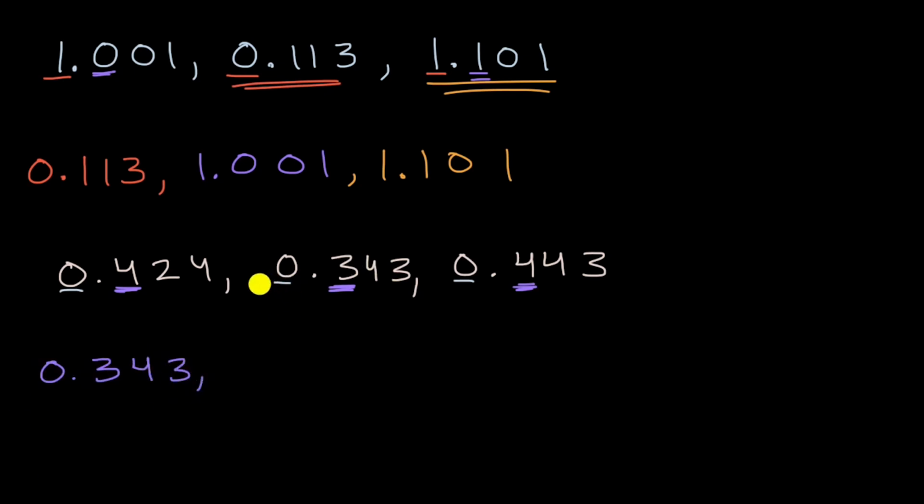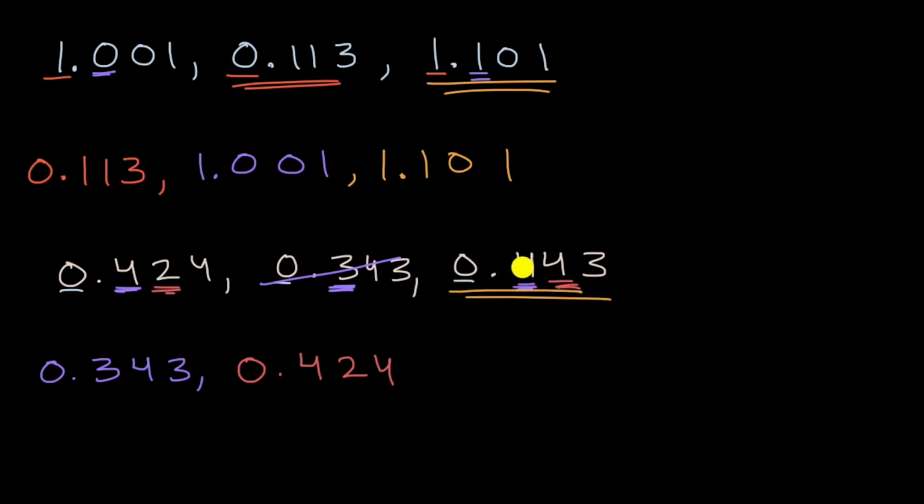And now, I've already used that one, and so I need to compare these two numbers. They have the same number of ones, they have the same number of tenths. So then we move to the hundredths. Here I have 2 hundredths, here I have 4 hundredths. This one has less hundredths than this one. So the one on the left is going to be the next smallest number. So then we have 0.424.